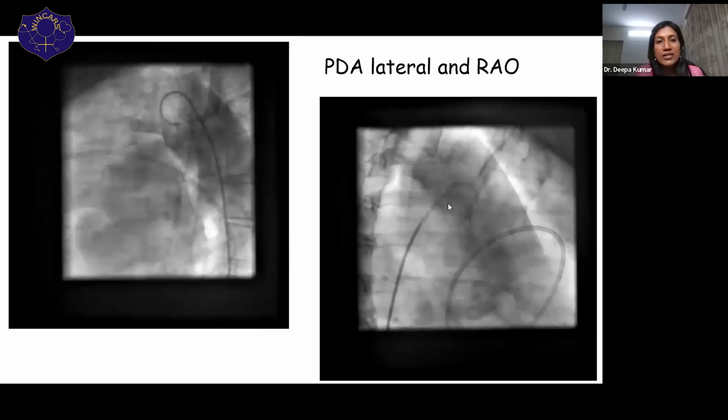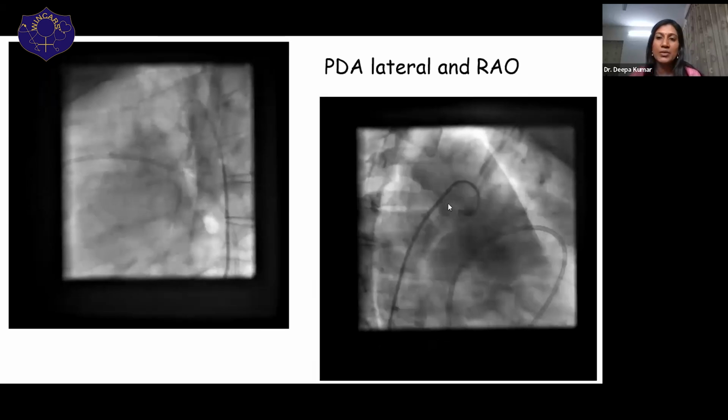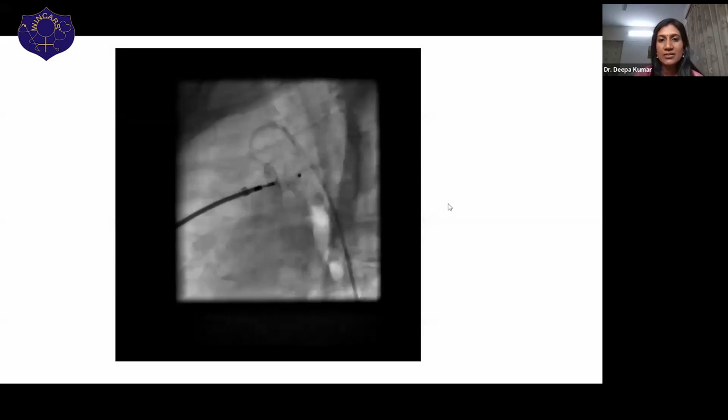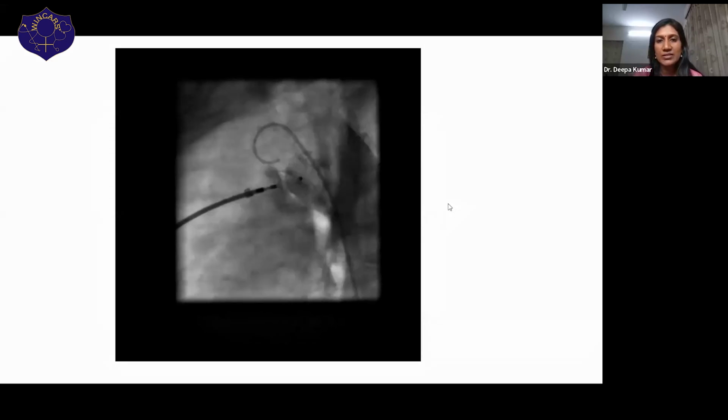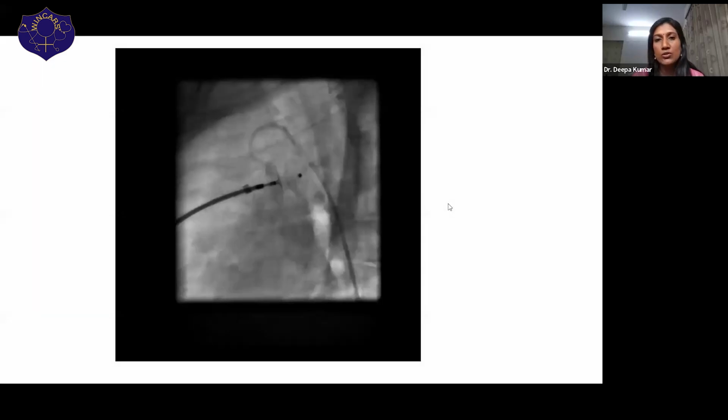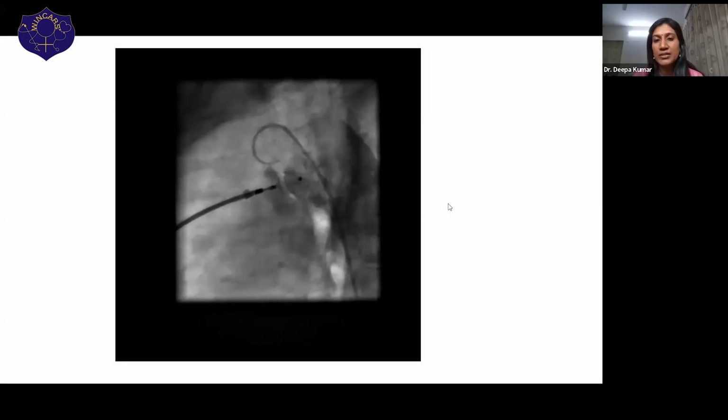So this is a very large PDA, which was subsequently closed with this device. Can anybody guess what device it is? It is a symmetric device, as you can see. So a symmetric device that can be used to close large hypertensive ducts.